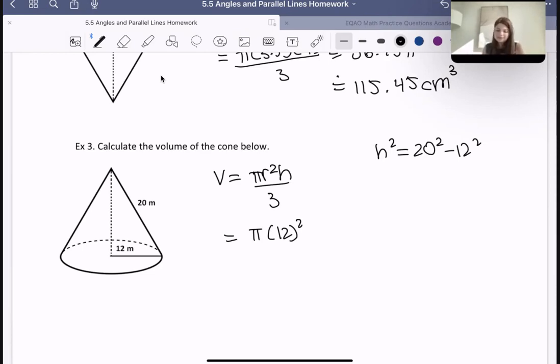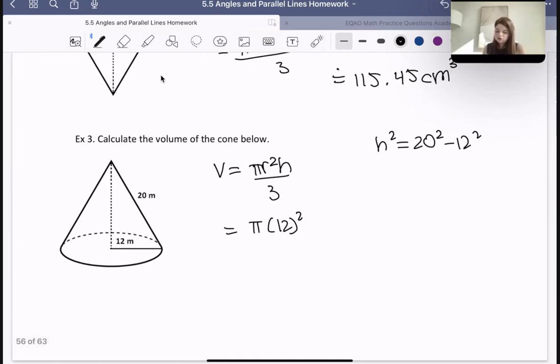But basically, Pythagoras' theorem states that whenever we have a right angle triangle, if we add up the squares of the two legs of that right angle triangle, then that will give us the square of the hypotenuse, right? That's essentially what Pythagoras' theorem is, or you may also know it as a squared plus b squared equals c squared. Good. So h squared is going to be 400 minus 144.